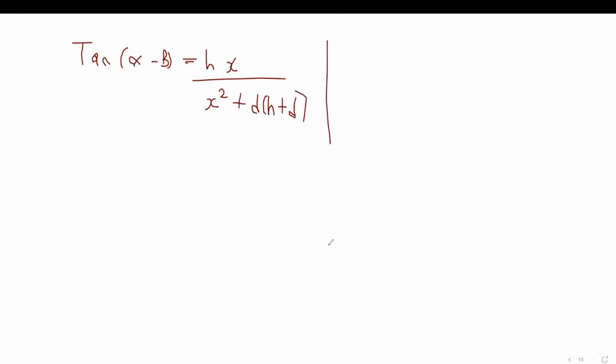But to start out with what we just found, the tan of alpha minus beta, remember that this is equal to h times x over x squared plus d times h plus d. And then they tell us that the angle is maximum, and they tell us it is maximum when, I think they give us that h is equal to, I don't remember what h is.